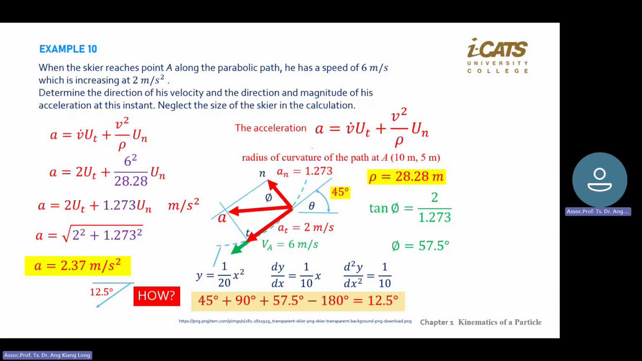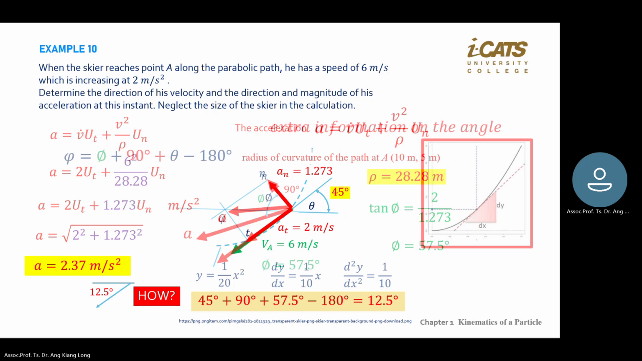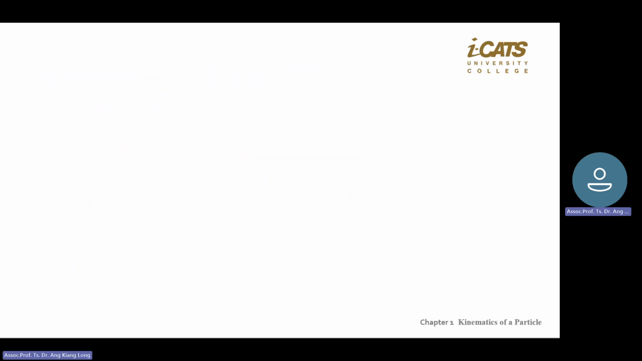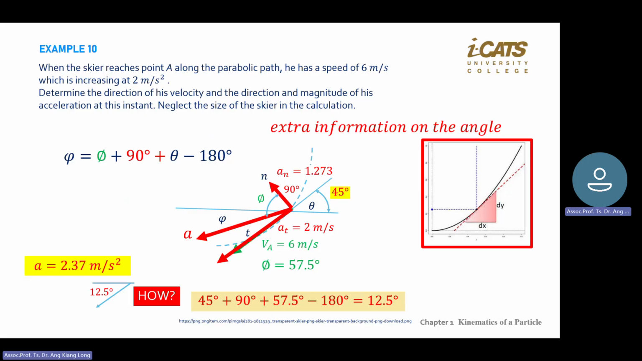I already showed you this one. You go and read it. I even put it in the slides. Okay, the next one I go very fast. You just observe the steps, what you need to do.